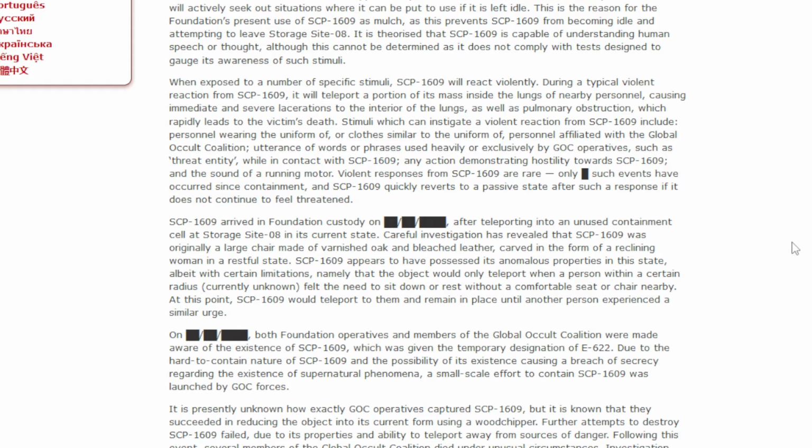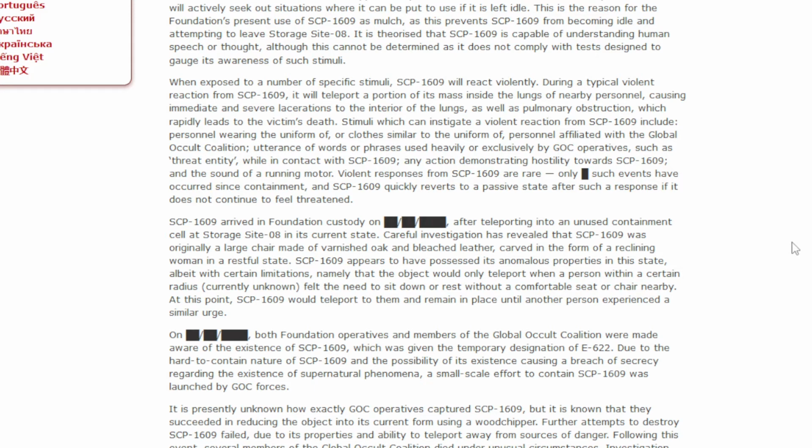After it arrived in custody on [blank], after teleporting to an unused containment cell in storage site 08 in its current state, careful investigation has revealed that 1609 was originally a large chair made of varnished oak and bleached leather, carved in the form of a reclining woman in a restful state. 1609 appears to have possessed its anomalous properties in this state, albeit with certain limitations, namely that the object would only teleport when a person within a certain radius, currently unknown, felt the need to sit down or rest with a comfortable seat or chair nearby, at which point it would teleport to them, and remain in place until another person experienced a similar urge.